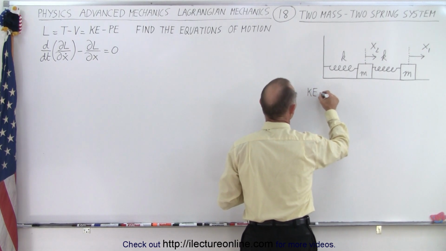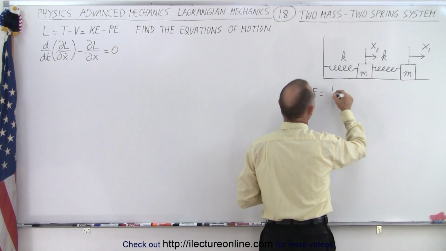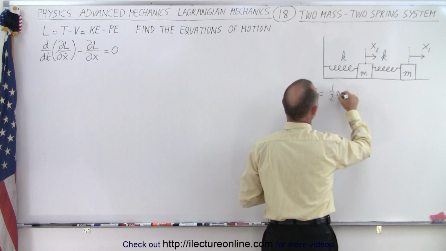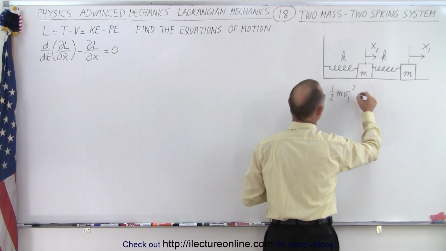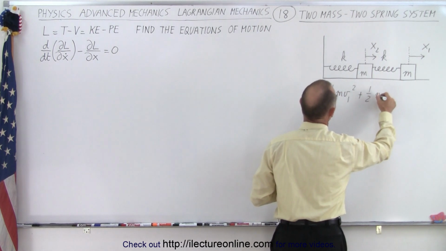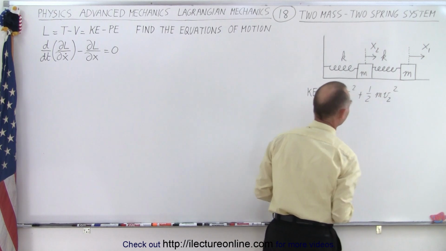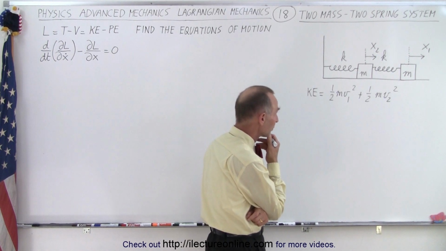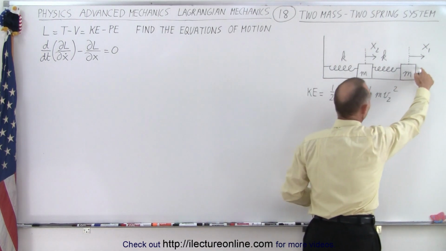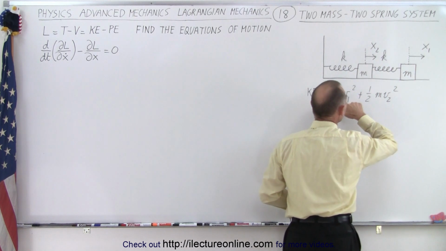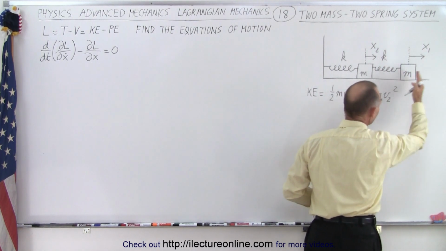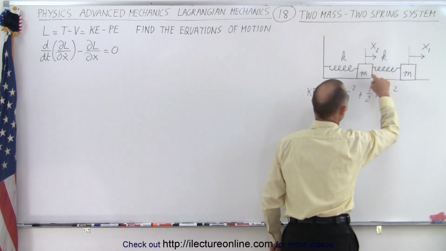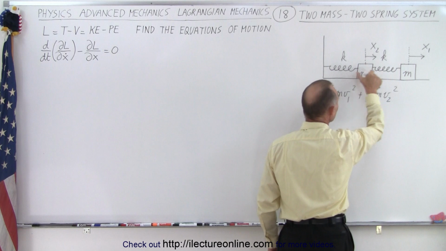And the kinetic energy of the system is going to be equal to 1/2 mv1 squared plus 1/2 mv2 squared. Now, how do we express that in terms of the variable x1 and x2? Well, for the first one, that's fairly straightforward. We could simply replace v1 by x1 dot. But can we? Because remember, this is attached to this mass right here, and it can be moving as well.